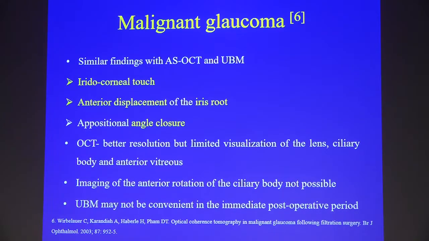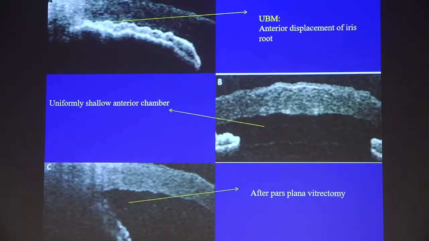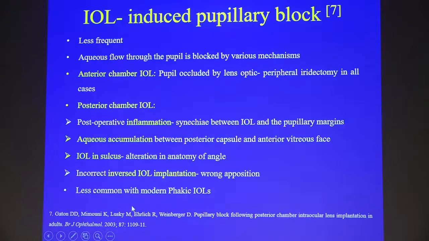Similar findings with ASOCT and UBM: iridocorneal touch, anterior displacement of the iris root, appositional angle closure. OCT has better resolution but limited visualization of the lens, ciliary body and anterior vitreous. Imaging of the anterior rotation of the ciliary body is not possible, and UBM may not be convenient in the immediate post-operative period. In the UBM you see the anterior displacement of the iris root and the uniformly shallow anterior chamber, and after a pars plana vitrectomy, this is what you could see.